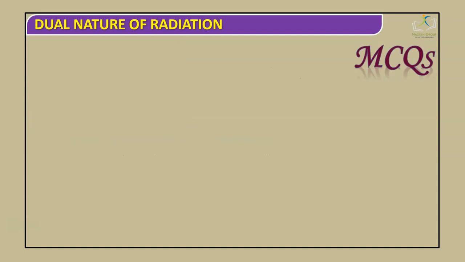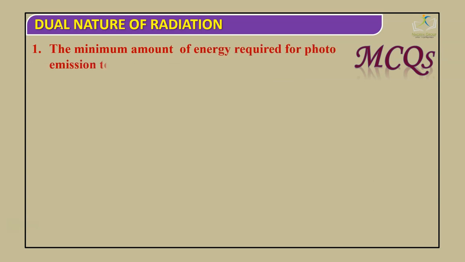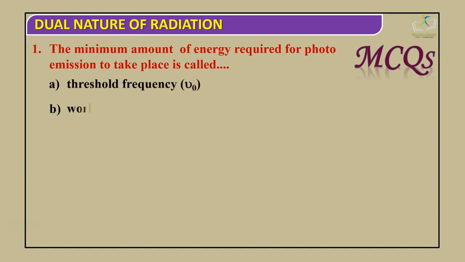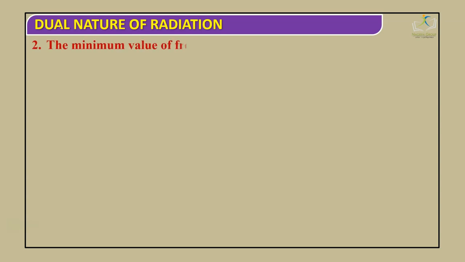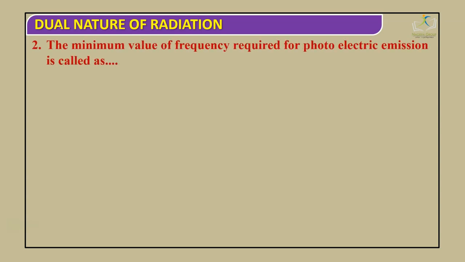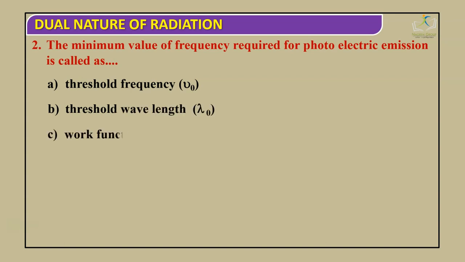Now let's move on to some multiple choice questions. The first question: the minimum amount of energy required for photo emission to take place is called threshold frequency nu naught, work function W naught, threshold wavelength lambda naught, or none of these. The correct answer is work function W naught. Next, the minimum value of frequency required for photoelectric emission is called threshold frequency nu naught, threshold wavelength lambda naught, work function W naught, or none of these. The correct answer is threshold frequency nu naught.